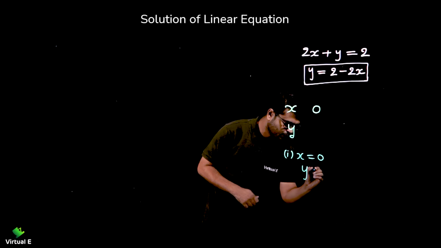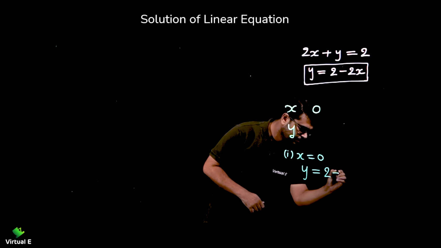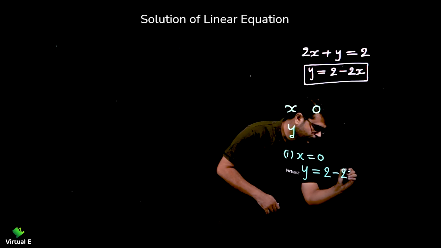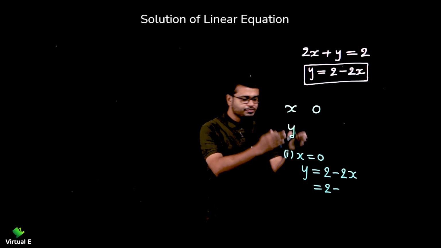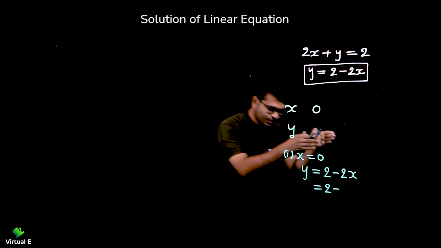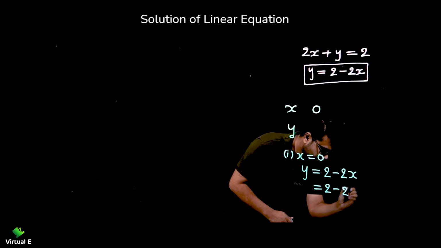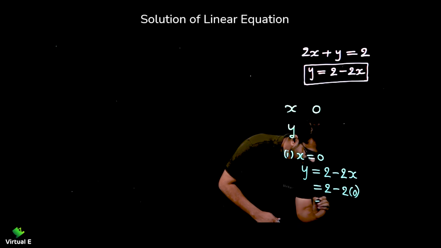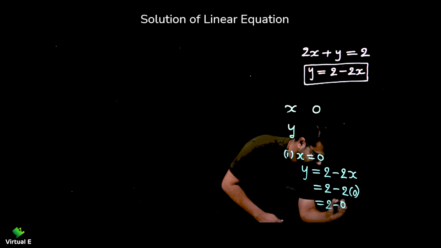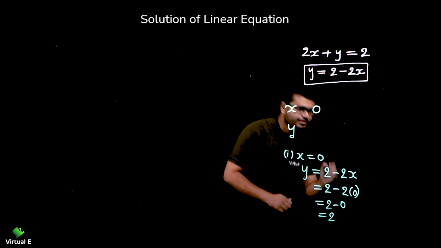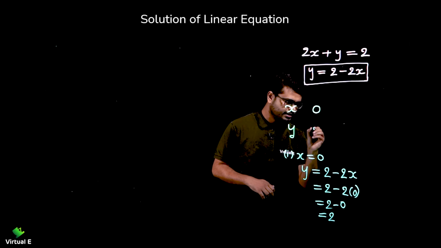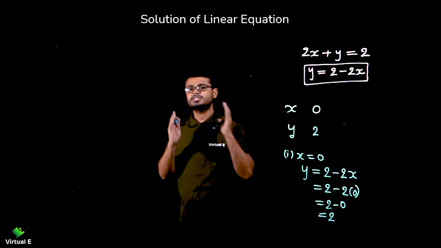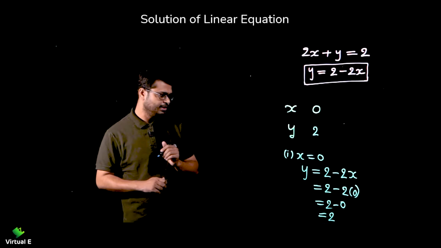So let's write this equation: y is equal to 2 minus 2x. Now what are we going to do? We are going to substitute x is equal to 0 into this equation. So 2 into 0, so 2 minus 0 will be 2. So when we take x is equal to 0, what value of y do we get? That is 2. So this is a solution of the equation.